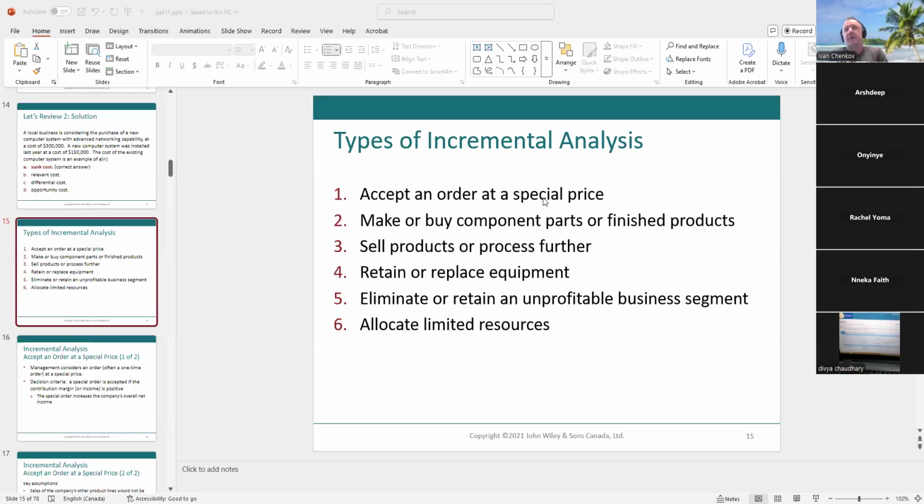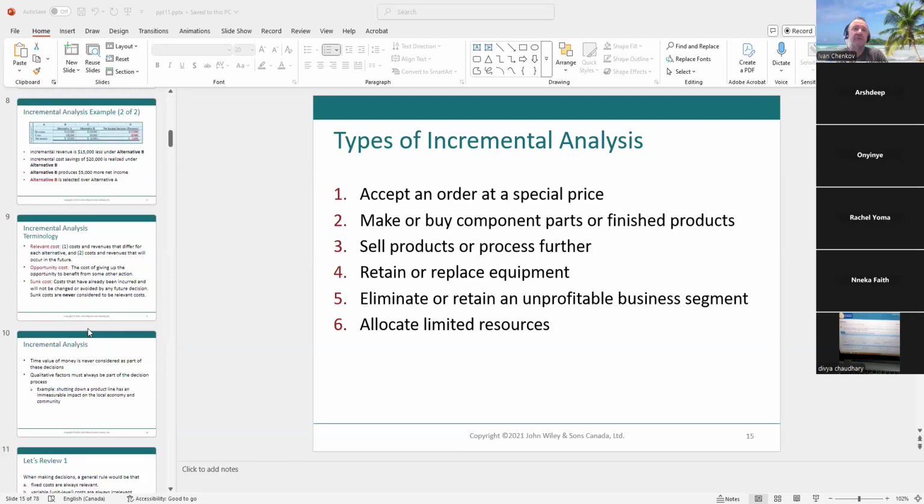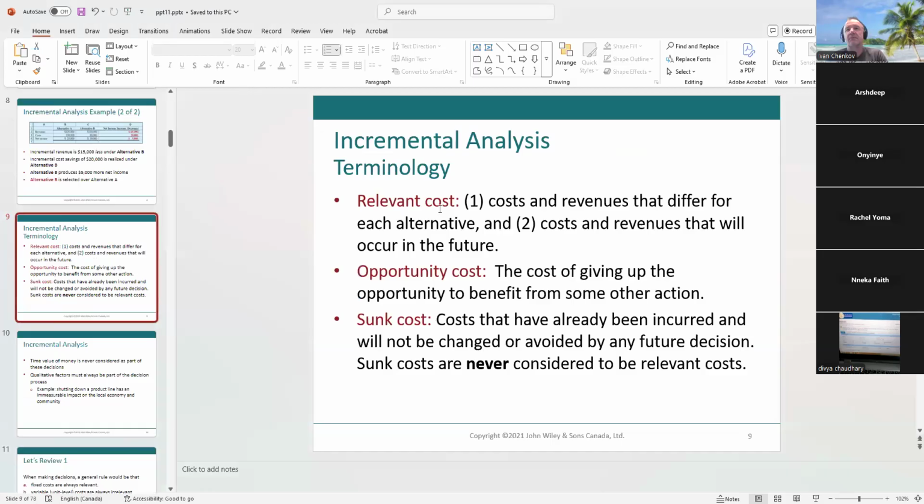So we're going to use this incremental analysis for decision making. What do we need for decision making? We need different types of costs. We already identified which costs we need. We need the relevant cost, which is the cost that's changing between decisions. We need opportunity cost, which is the benefits that we're losing or giving up if we choose one option versus another, and the sunk cost, which is never relevant, which is the cost that we already paid.